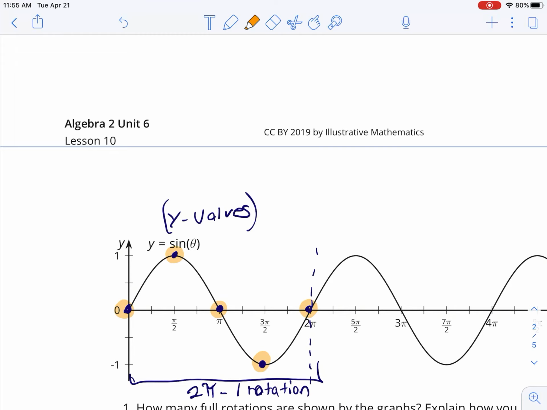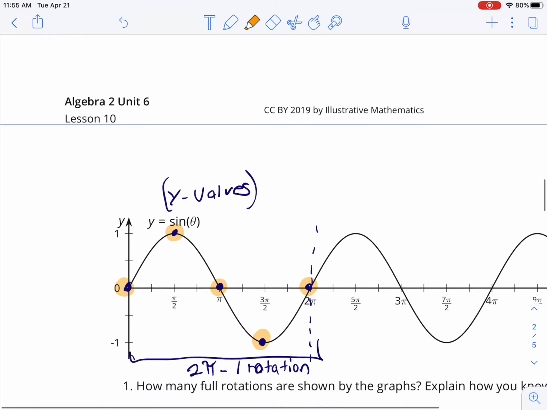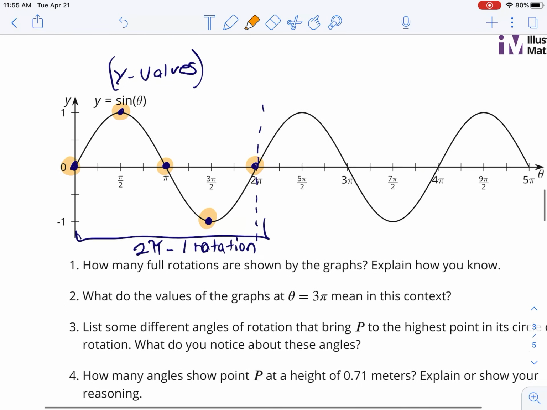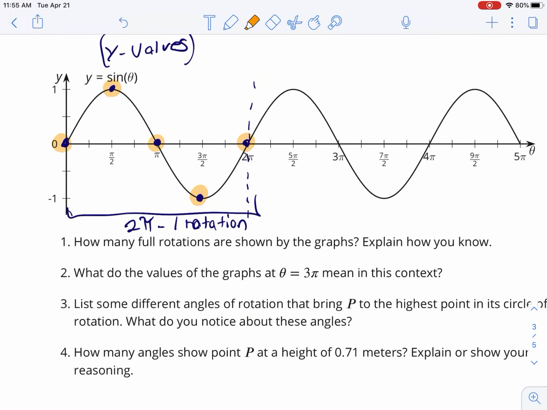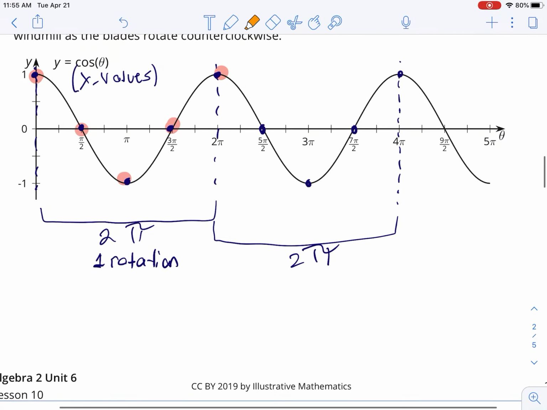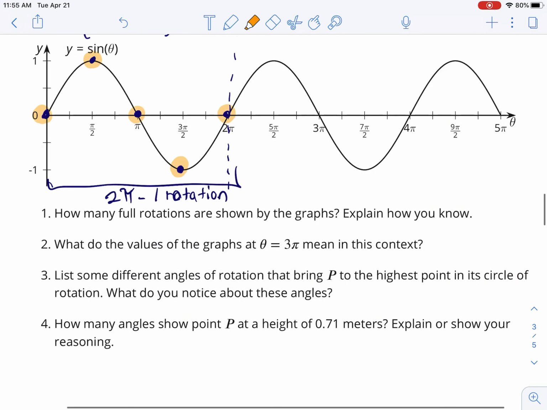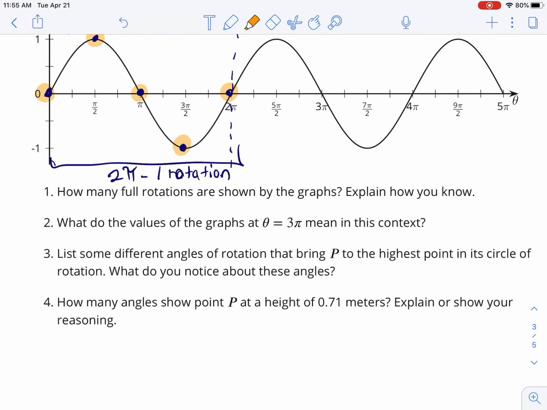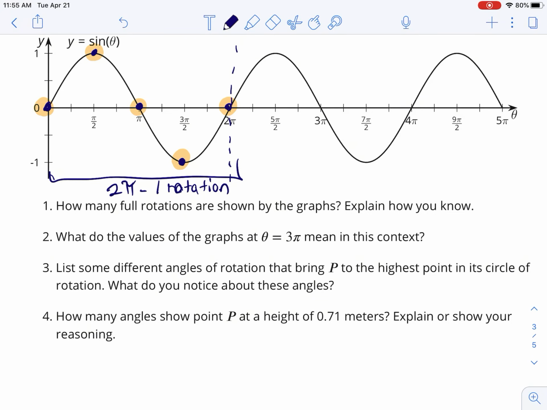So what's going to happen, there are a few questions that you're going to be answering down below. The first one is going to be about how many full rotations are shown by the graphs. So we've already kind of talked about that in our first part, talking about cosine. And then after that, it's asking you a couple more questions that you guys are going to need to think about. When you're thinking about this last question, number 4, you're going to be doing all of these right after.